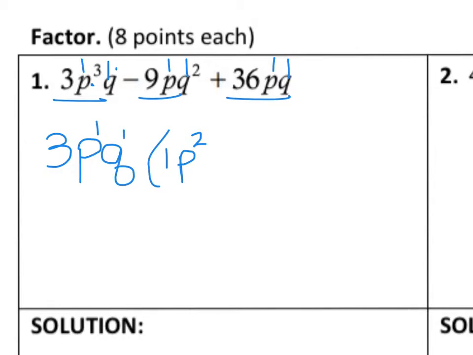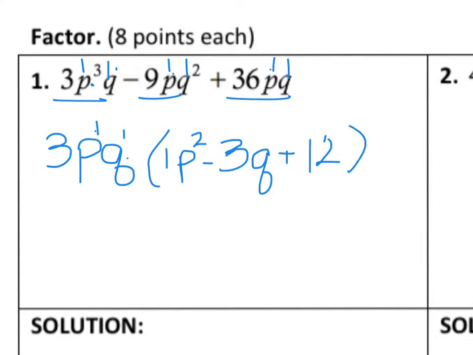All right, so next I'm going to say negative 9 divided by 3, which is a negative 3. And my p1 minus p1 makes my p's go away. And q squared minus q1 leaves me with 1q. And 3 goes into 36 12 times, so we can say plus 12. And I have 1p here and 1p here, so the p's go away. And I have 1q here and 1q here, so the q's also go away.